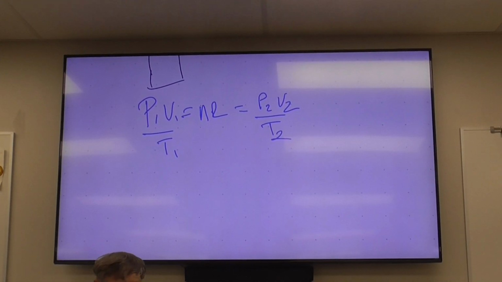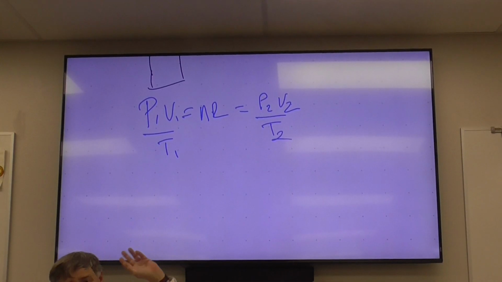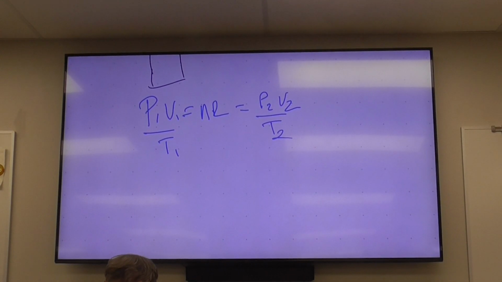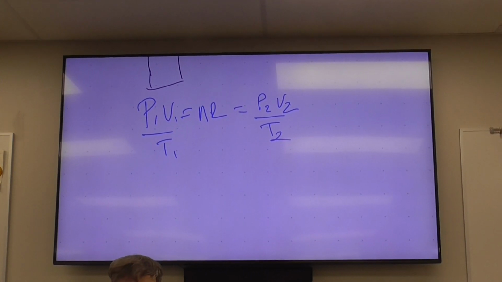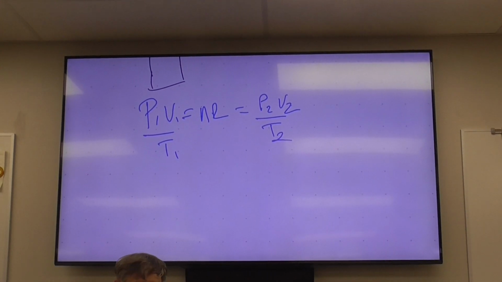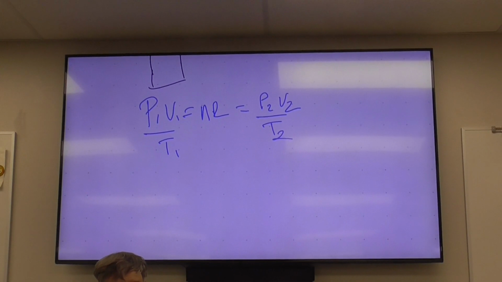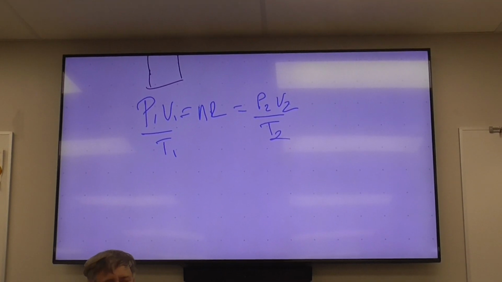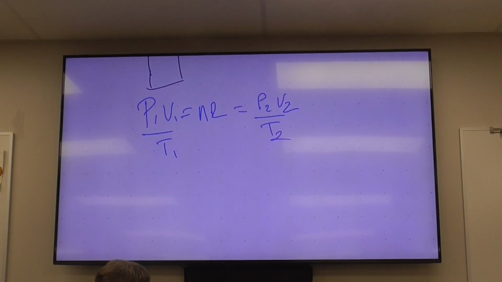Pressure could be in atmospheres, volume could be in liters, cubic meters, doesn't make any difference because it's a ratio. But the temperature, absolutely, no exceptions, none, zero, zip, has to be in Kelvin. What about Rankines? Just don't. Okay? It's got to be in kelvins.